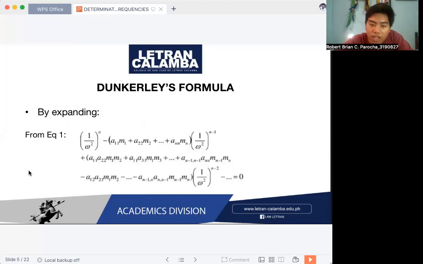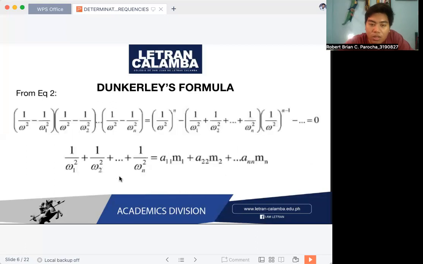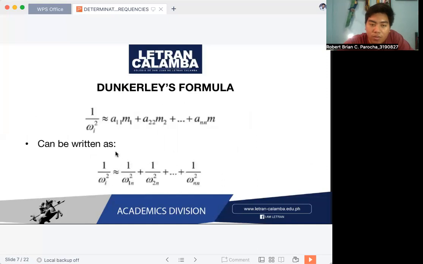Next page is by expanding from equation 1. And from equation 2, we have this one. Therefore, we give this as the final equation of Dunkerley's formula. That can be written also as below.